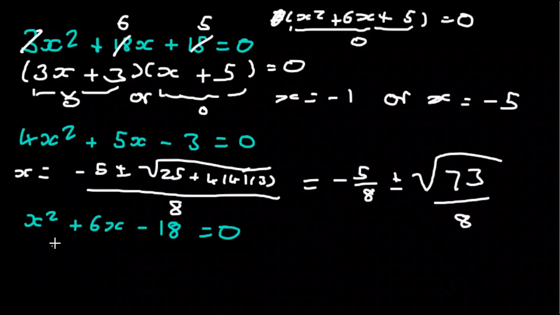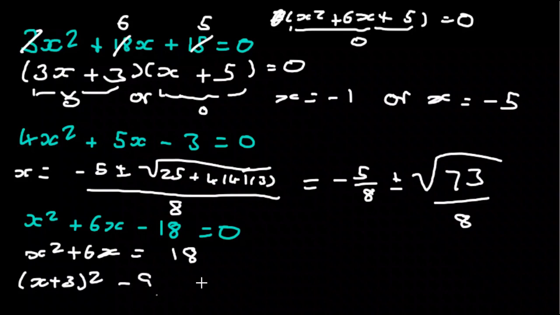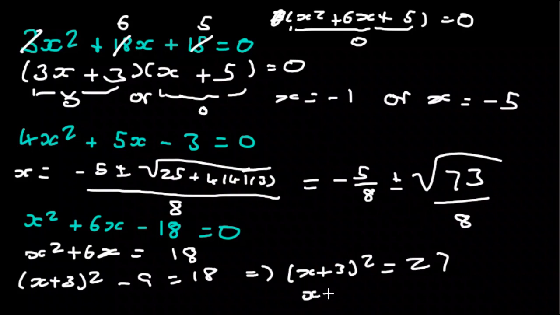And this last one I'm going to do by completing the square. What I'm actually going to do is add on the 18 first, and then just complete the square of this side. So we're going to get x plus 3 squared, and then we have to subtract 9 because that's not actually featuring on this side of the equation, which gives us that x plus 3 squared is equal to 27, which gives x plus 3 is equal to plus or minus the square root of 27, which implies x is equal to negative 3 plus or minus the square root of 27.